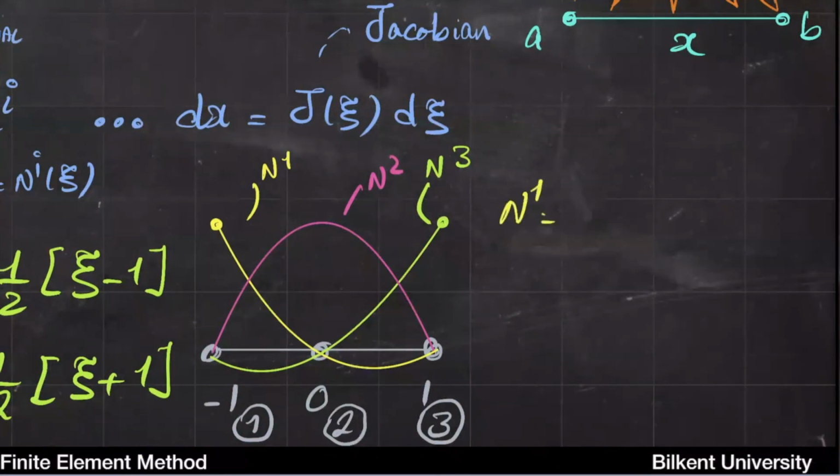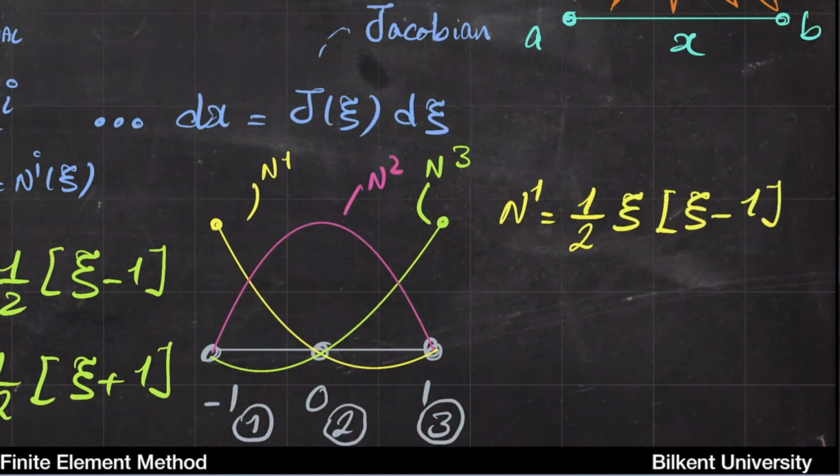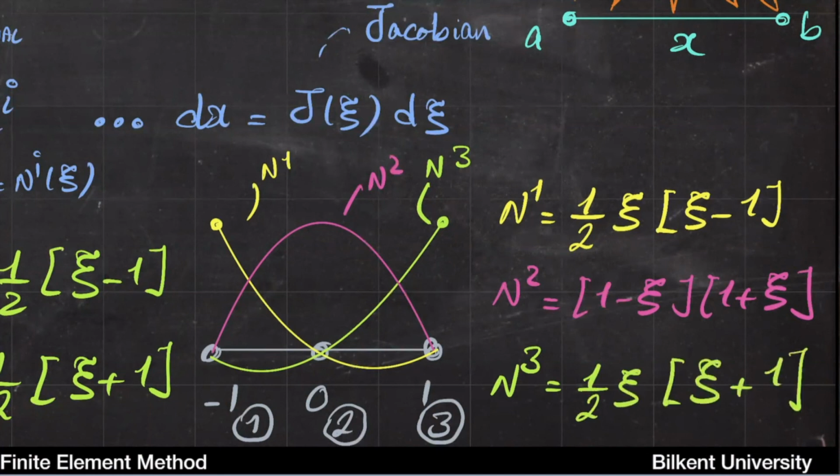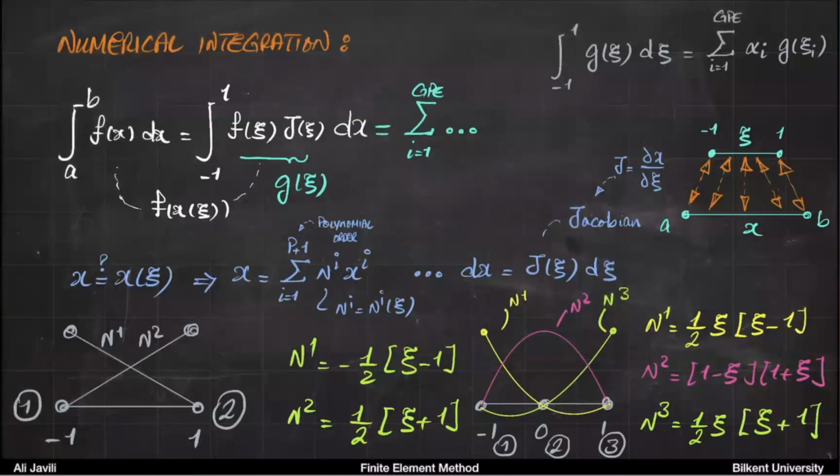N1 would be 1 over 2 c times c minus 1. N2 would be 1 minus c times 1 plus c. And N3 would be 1 over 2 c times c plus 1. Okay, so these are the 3 functions.